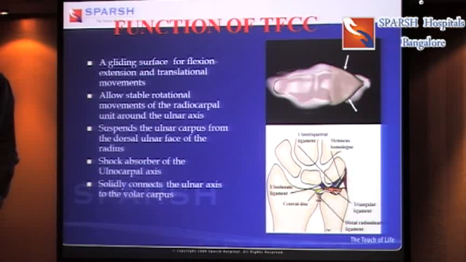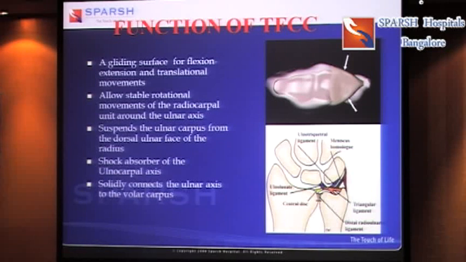So what is the function? It's similar to the meniscus, okay? It's a shock absorber. It forms a gliding surface during the movements of the wrist joint, flexion, extension, and translational movement. It forms a nice gliding surface and allows a stable rotational movement, and it suspends the ulnar carpus to the dorsal ulnar face of the radius, and it's a good shock absorber.